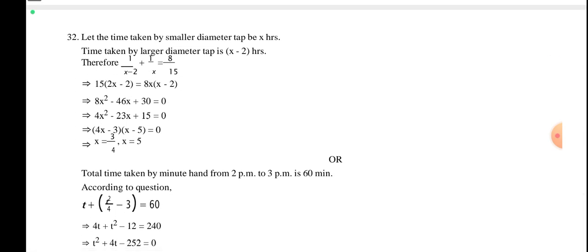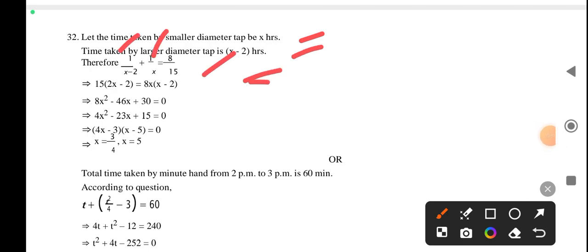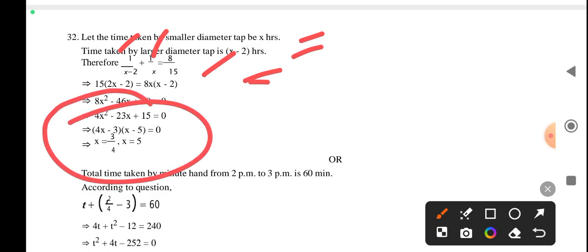Then the 32nd question. The tap sum we are discussing again. The tap sum, children: 1 by x minus 2 plus 1 by x equals 8 by 15. Getting the values, x is 3 by 4, x is 5.